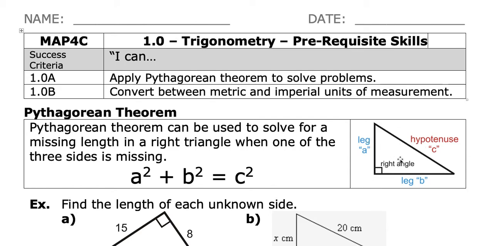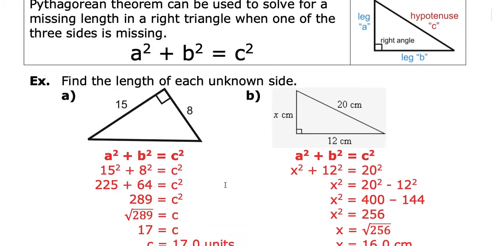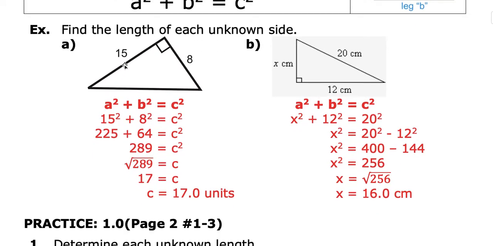Next, each side is referred to as a leg, and we can use the following equation, a squared plus b squared is equal to c squared, in order to solve for the length that is missing if we know two out of the total three in a right triangle. So, let's begin with our first case. Find the length of each unknown side.